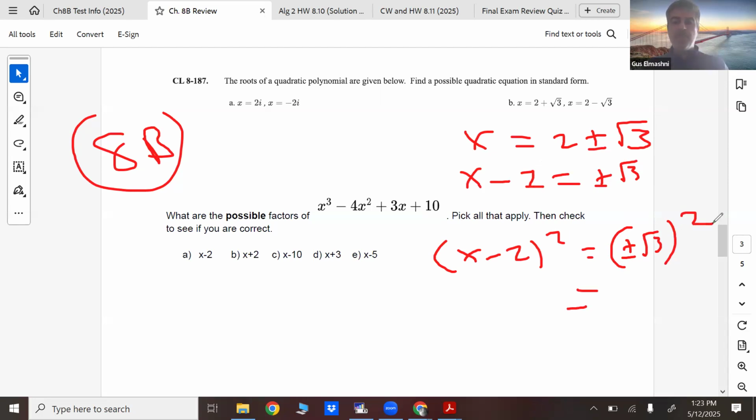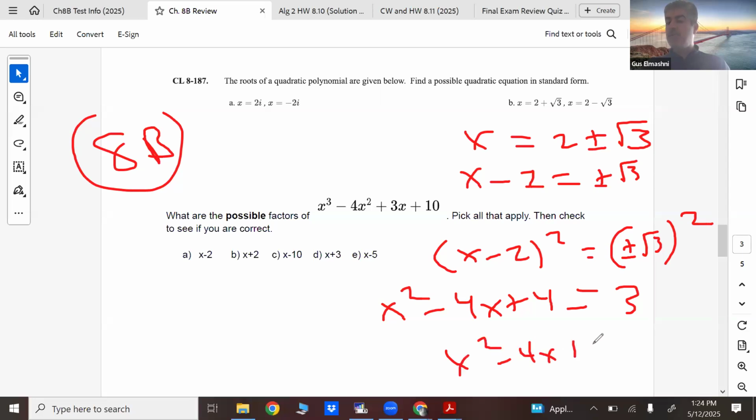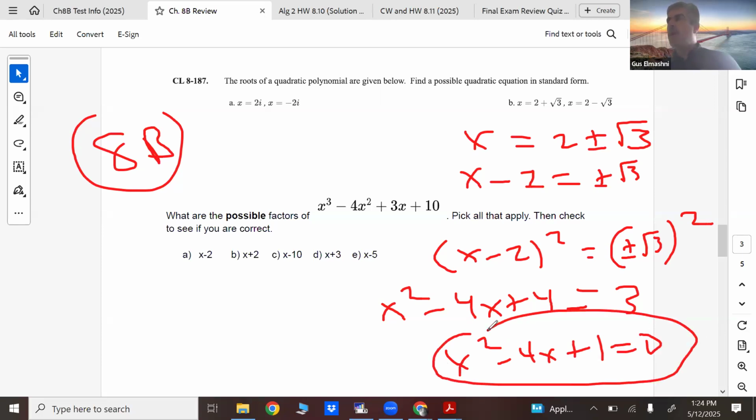I haven't written it yet. What's the square of that? Positive, great. And what's the left side? x squared minus 4x plus 4. And then lastly, x squared minus 4x plus 1 equals 0. What you're doing in this problem is telling me the equation. You're working backwards. It's called back solving for a reason.